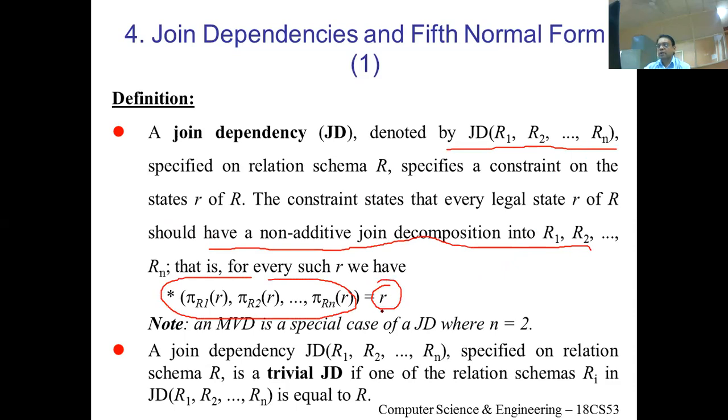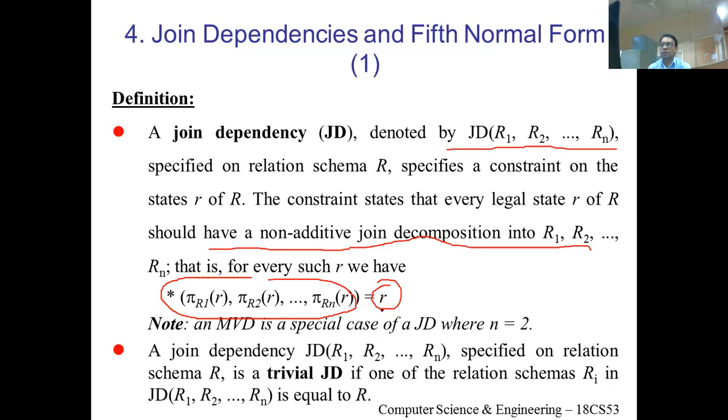universal relation state R. That means if we decompose the original relation into sub-relations R1, R2 and Rn, it should not create any spurious tuples. There should not be any loss of information. There should not be generation of any additional tuples. The state of the joined relations should be equal to the state of the original relation. So that is called a join dependency.